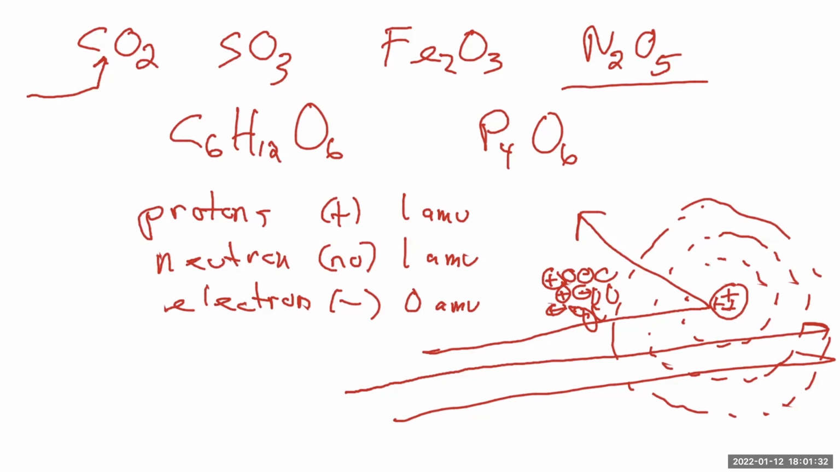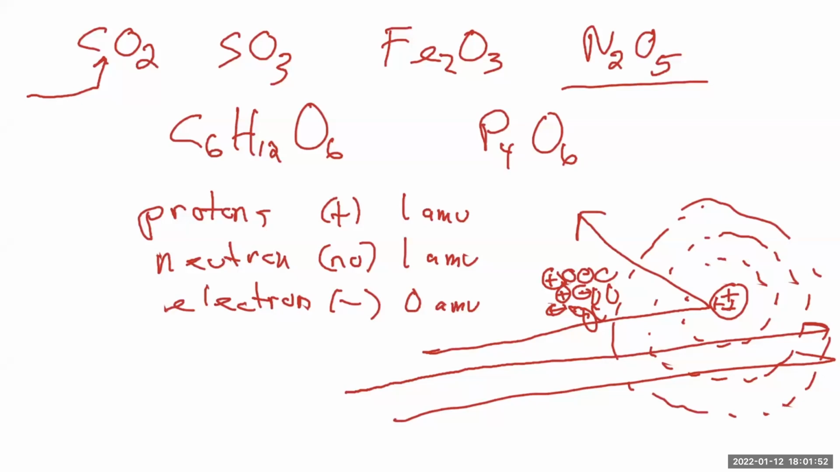Okay, most of the time, everything balances. In a neutral atom, the number of protons and the number of electrons are the same, because those are the only ones that have charges. So in a neutral atom, the positive charges have to equal the negative charges.